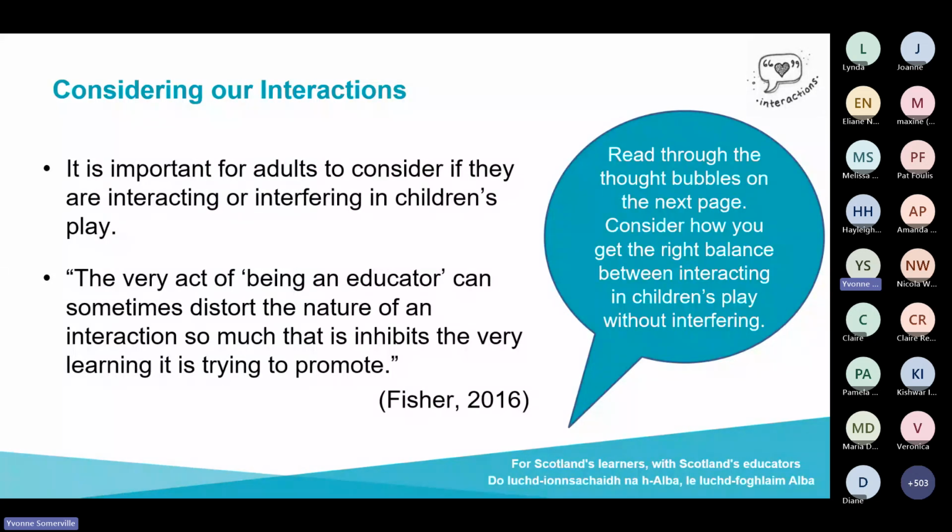And it's quite tricky to get that balance right. I think even the most experienced of practitioners will tell you that getting the balance right between child-initiated, adult-initiated and adult-directed experience is a tricky one.